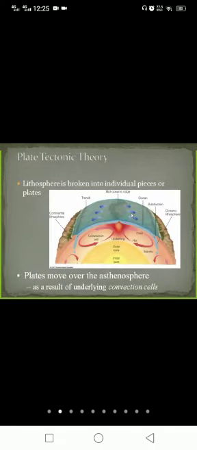So what happens due to the breaking into individual pieces or plates? What we call them: continents, subduction zones, ocean lithospheres. So plates move over the asthenosphere as a result of underlying convection cells. Why are these plates moving? Why do we have different plates, the Asian plate, the American plate, different types of plates? We have another map here.